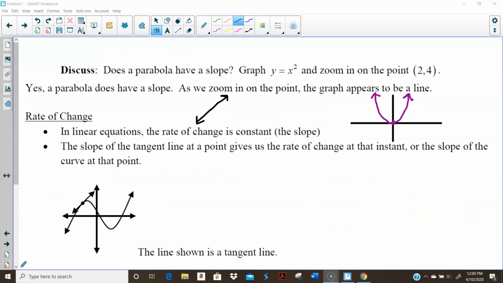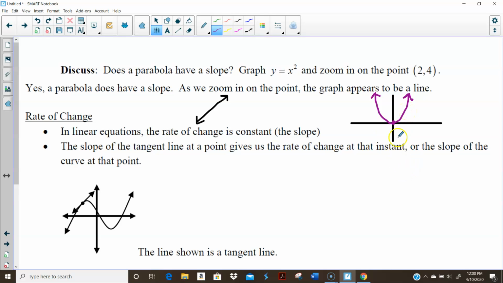So we know that a linear function has a slope. Our slope is just our rise over run. And our slope is constant with a line. So the question as we start thinking about calculus is, does a parabola have a slope?